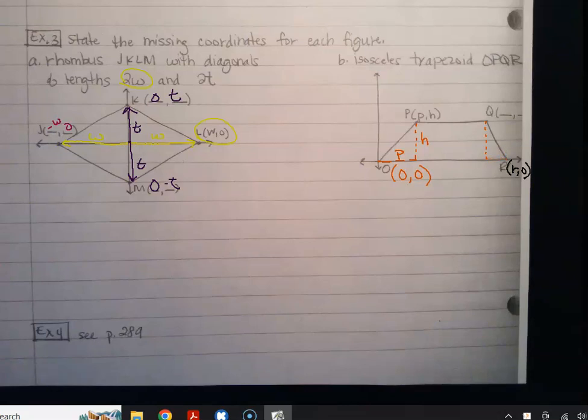They have the same height. So our Y value is still going to be H. You got it, because they have the same height because it is isosceles. So how are we going to know our X value?